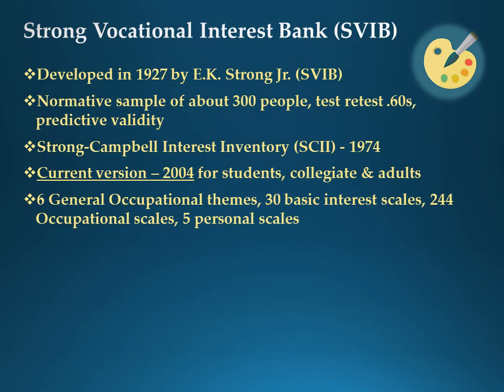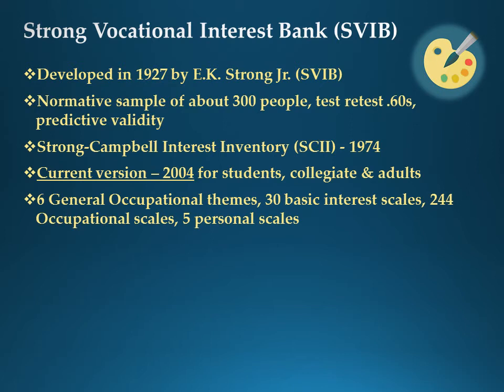In the second section, we're looking at the basic interest scales, and there are 30 of them. They identify specific interest areas under the 6 general occupational themes. So these 30 are more or less divided under the 6 occupational themes. All right, but they are broken down into more and more topics, indicating areas that are likely to be most motivating and rewarding for the person.